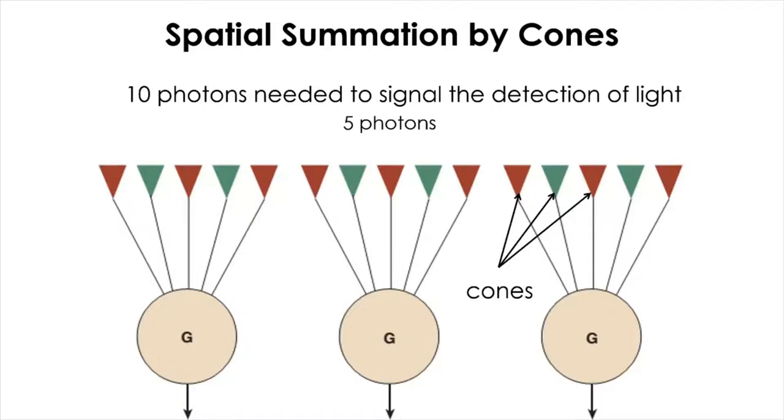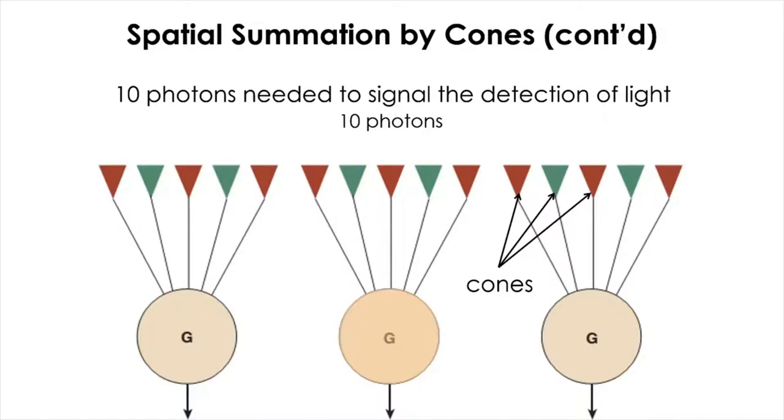Now let's assume that each ganglion cell requires the same amount of 10 photons to signal the detection of light. Then no ganglion cell can detect light with 5 units of photons like this. Ganglion cells in the photopic system also need at least a threshold amount of light to signal the detection event. So here we have a spot of light containing 10 photons, which is the adequate amount of photons to signal the light detection. Now this ganglion cell signals a single light detection event.